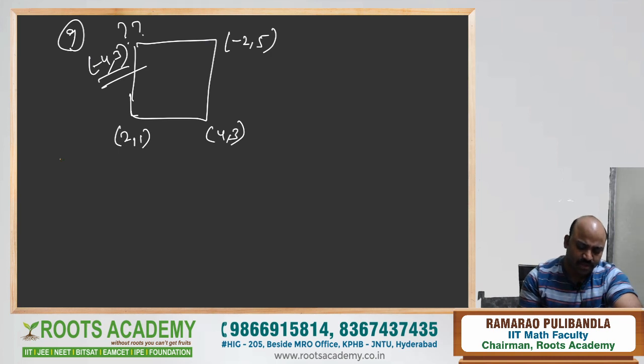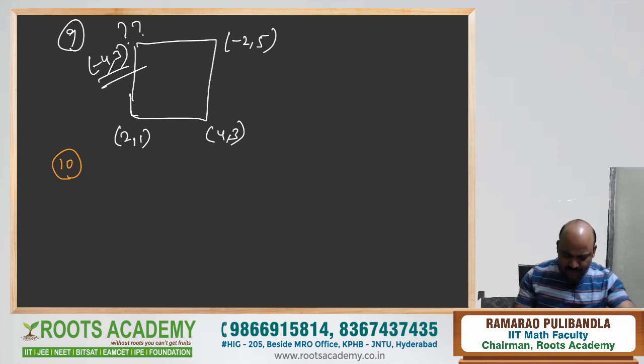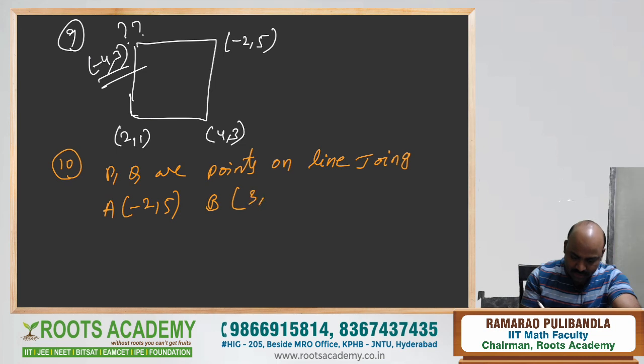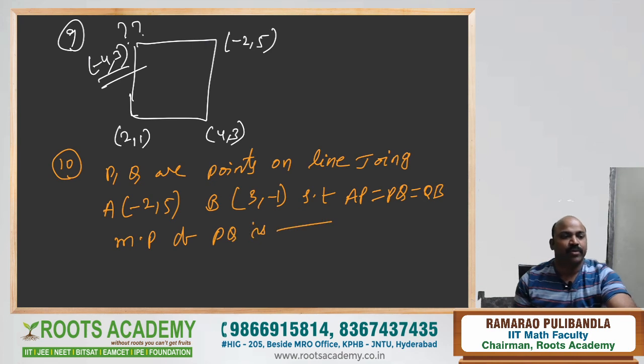The last question on this concept is the 10th question. This is nothing but, we are going with the points of trisection concept. We learned points of trisection now. So this is a question based on that. P and Q are points on the line joining A minus 2 comma 5 and B 3 comma minus 1 such that AP is equal to PQ is equal to QB. Then the midpoint of PQ is dash.